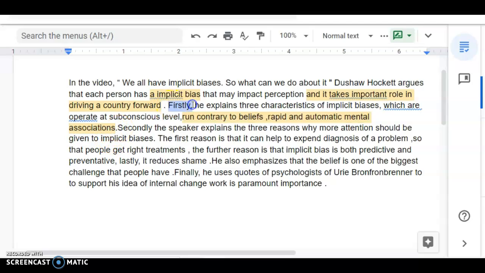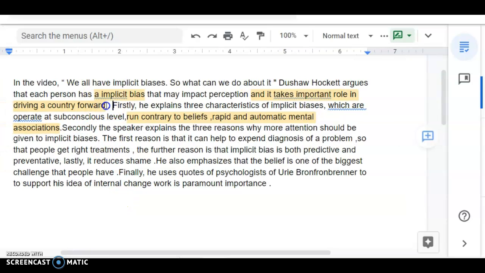Now here these are fine, but if you decide, and I think you should, explain each characteristic, probably if you do first, second, third for the three characteristics, then this secondly is not going to work anymore, so you probably need to change that. You can just say the speaker or Hockett goes on to explain the three reasons why attention should be given to implicit biases. It's a very good sentence actually overall. So you just probably want to change that.